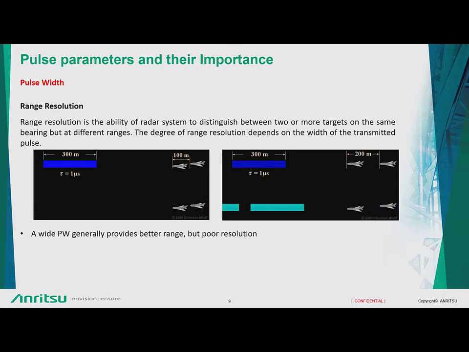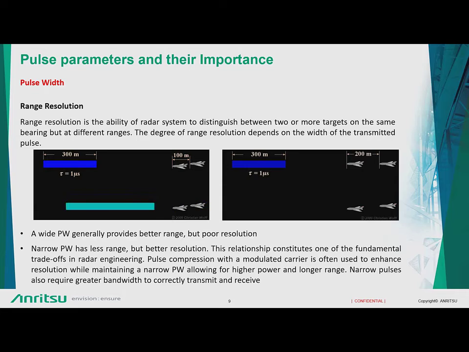A wide pulse width generally provides better range but poorer resolution. You can see that because the energy content in that pulse is really high, but since it's really wide, its resolution is not good. But a narrow pulse width has lesser range but better resolution. So designers mostly want to do a compromise between these two. But with pulse compression, or a modulated carrier in the narrow pulse width domain, you can still achieve really good ranges and resolutions as well.